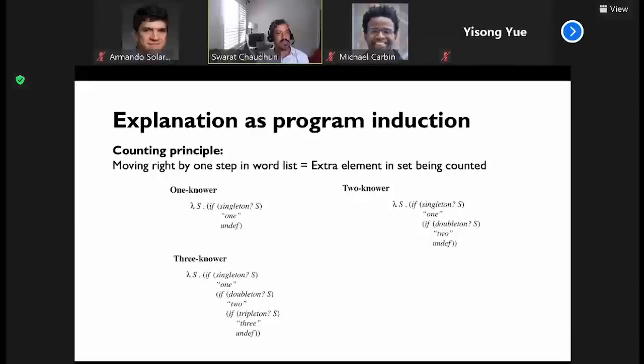But then what explains this abstract ability that says that if you move right by 1 step in the word list, then there is an extra element in the set being counted? A natural way to think about this is recursion. This was their hypothesis, and their model was able to explain the data using this kind of model. So when the child reaches this age 3.5 milestone, they are figuring out recursion.